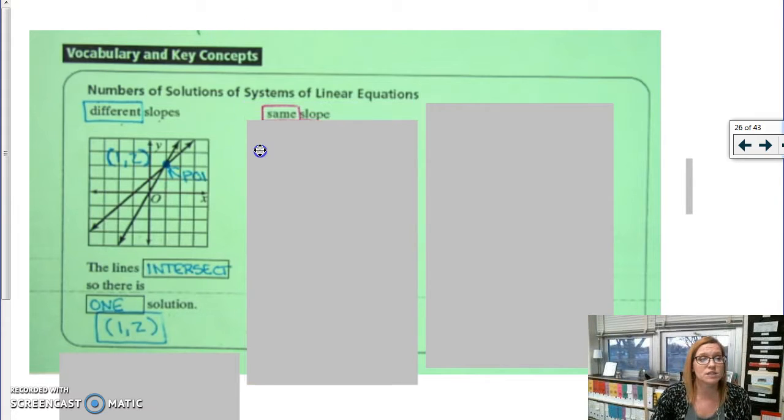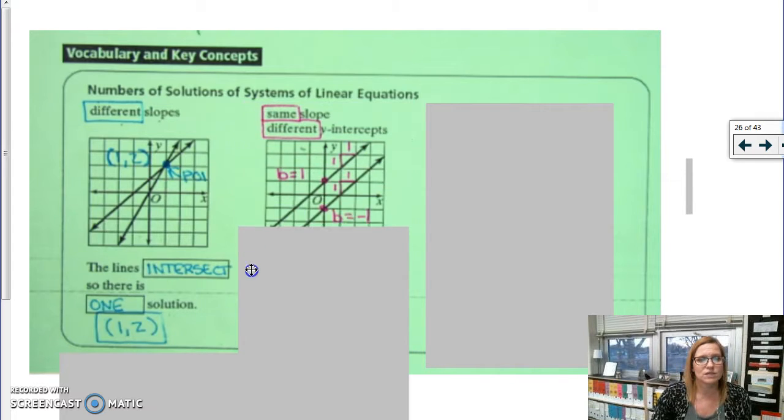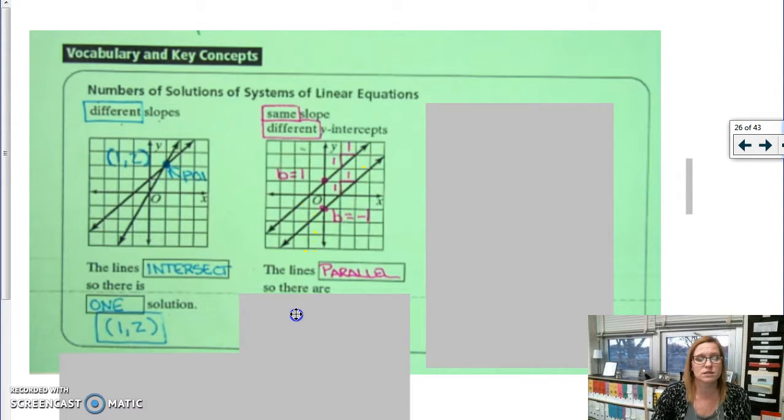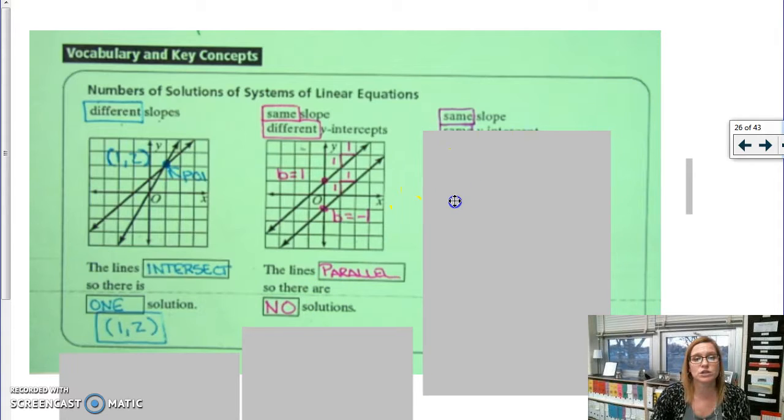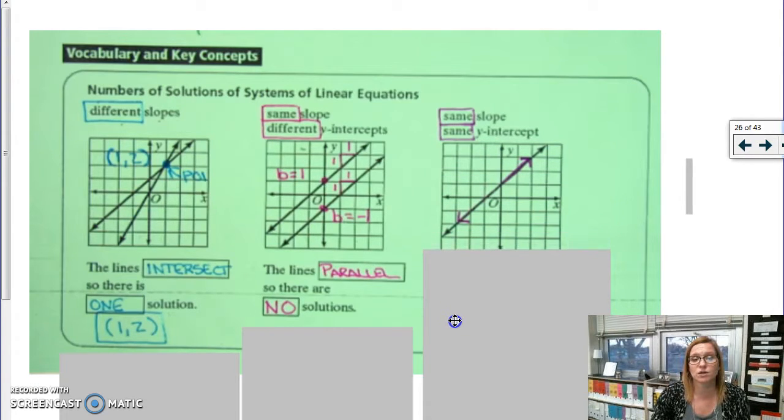Okay, the next one, what happens when they have the same slope but different y-intercepts? When you see this, you would notice that you have your parallel lines, different y-intercepts, but the slope is up 1 over 1, up 1 over 1. These lines will never ever cross. They are parallel, therefore there are no solutions, no intersections, no common answers. The next thing to look for in your equations is if they have the same slope and the same y-intercept. So if both of those are the same and you went to graph them, they would lay right on top of each other.